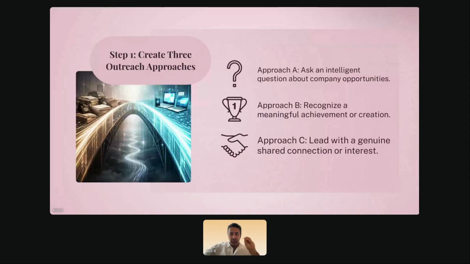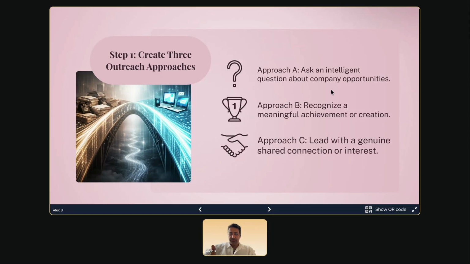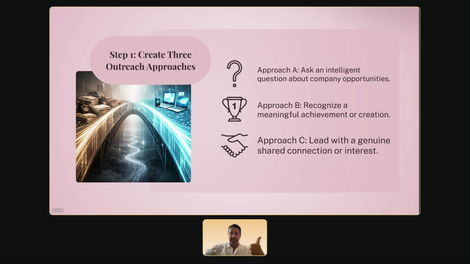So how do we do that? Step one, you create three outreach approaches. Approach A: ask an intelligent question about the company opportunity. So if there's an opportunity, you ask an intelligent question about that. Approach B: you recognize a meaningful achievement or creation. If you find that person is having an achievement or posting about something, a milestone, you recognize that. The recognition is very important, especially in networking.